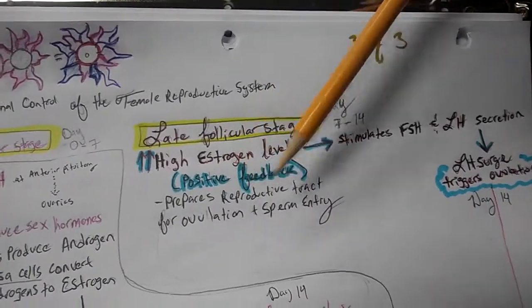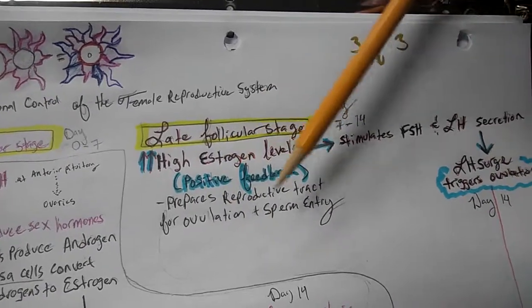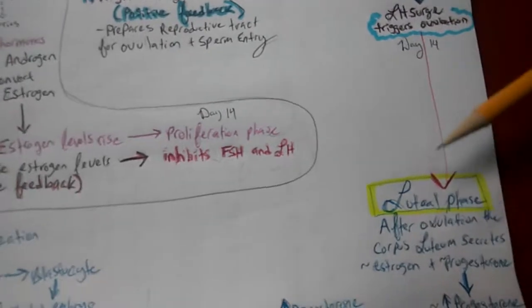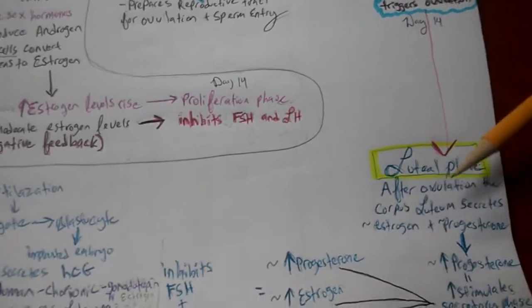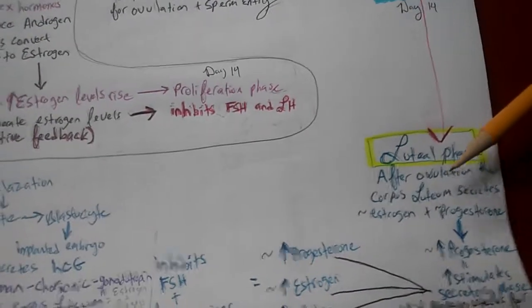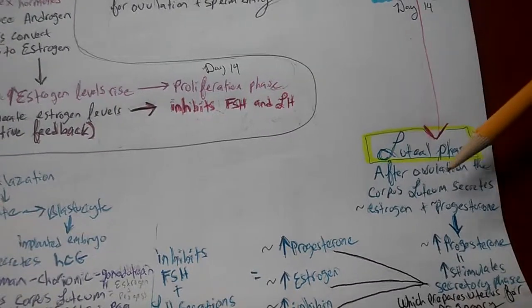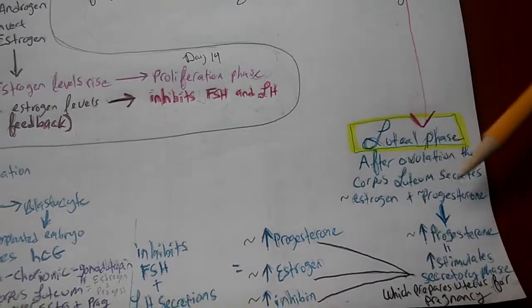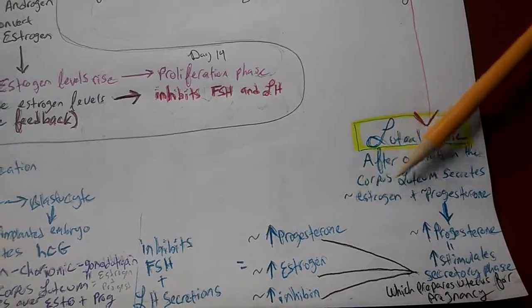It prepares the reproductive tract for ovulation and sperm entry. Okay, going down to the luteal phase. After ovulation, after the egg bursts through the ovary into the uterine tube, the corpus luteum secretes estrogen and some progesterone. So this is some.